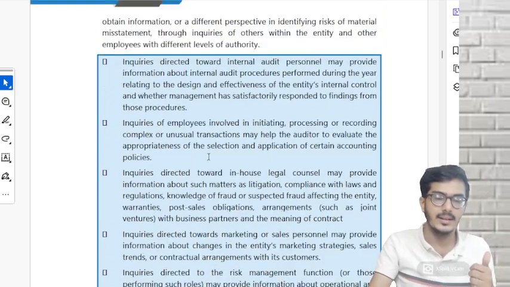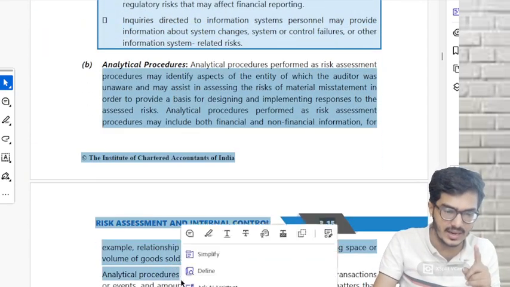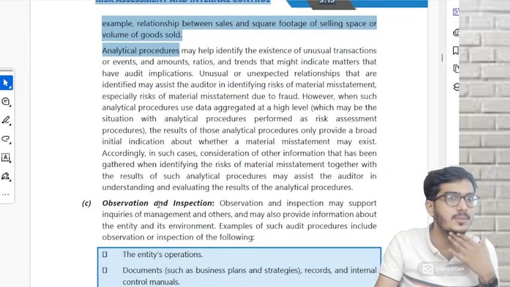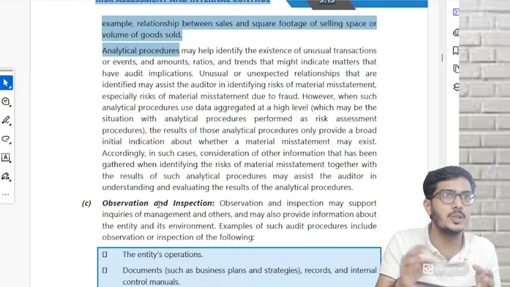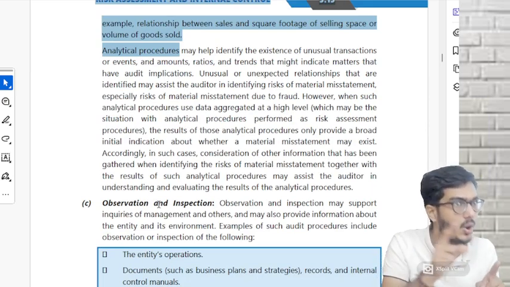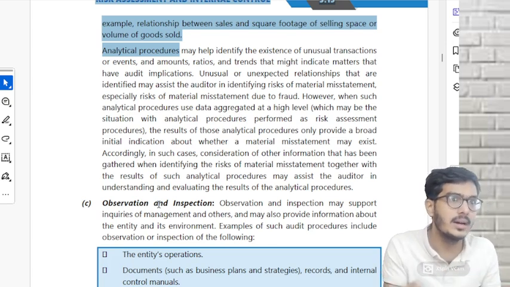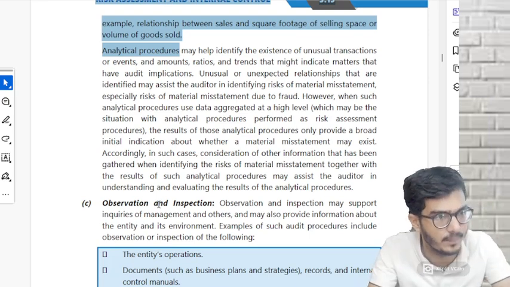So the first one is analytical procedures. Don't worry, it is a mock question. They'll ask you this entire analytical procedures topic. How will they ask this particular question? Auditor has to perform analytical procedures as a part of risk assessment procedures. Then write this answer and come.